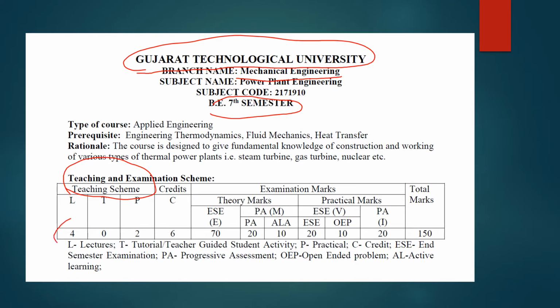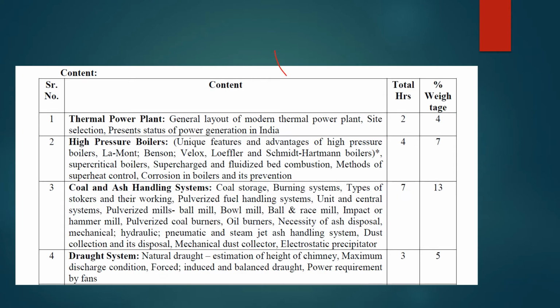There are 4 lectures in a week and 2 hours of laboratory sessions. Total credit of this subject is 6. Total 12 units are there in this syllabus. In first unit, we study about basics of thermal power plant. In second, third and fourth unit, we learn about high pressure boiler, coal and ash handling system and draft system.